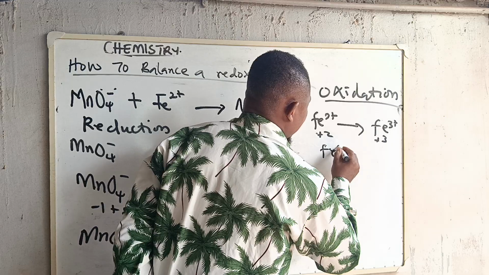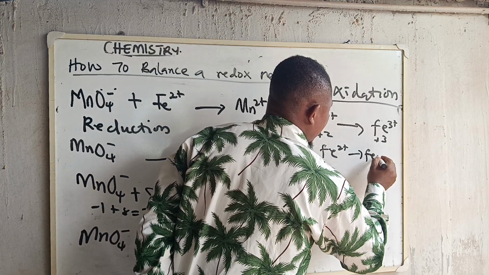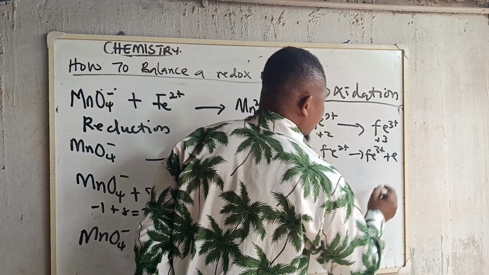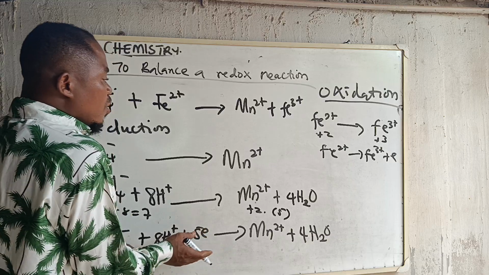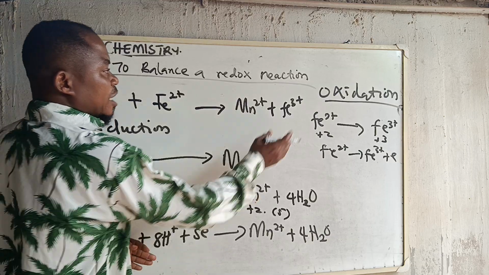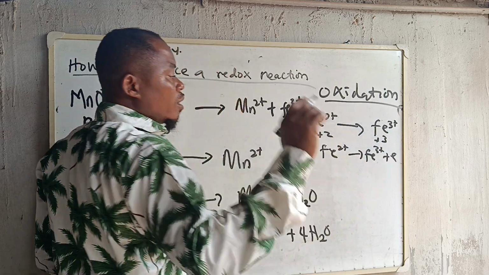So we're going to have Fe2 plus going to Fe3 plus plus e, 1 electron. Now, to balance the number of electrons from the reduction process and the oxidation process, we're going to multiply this equation by what? 5.